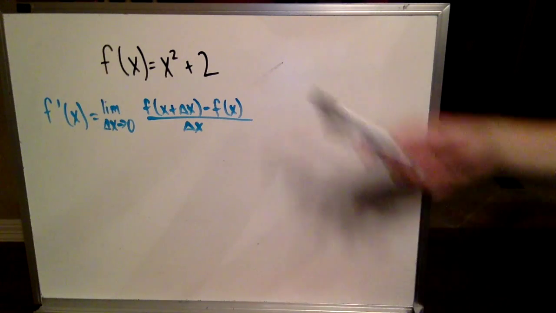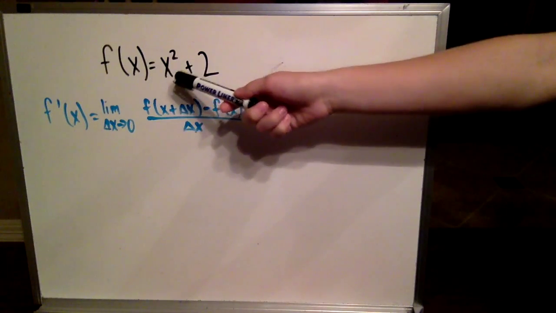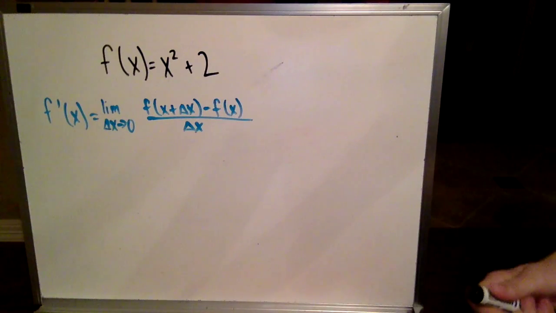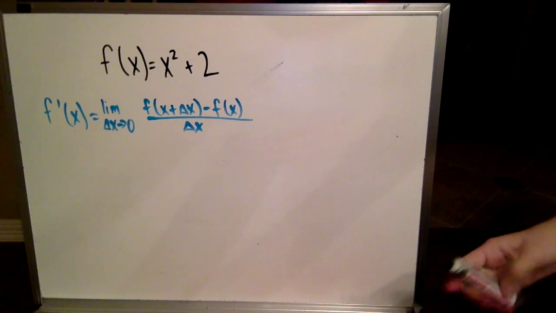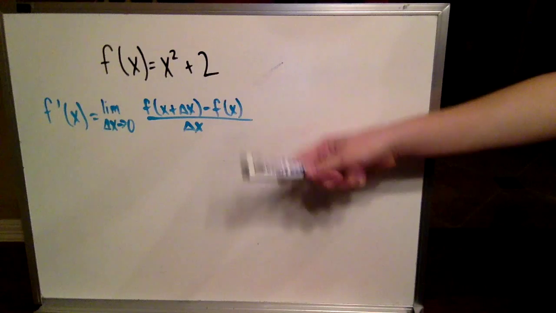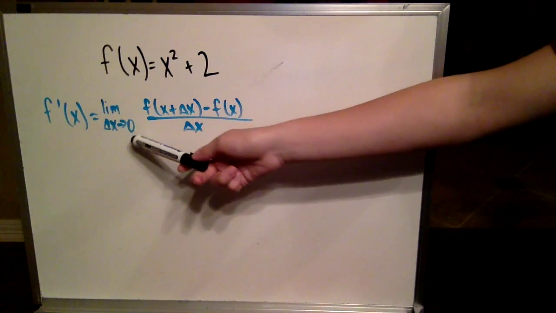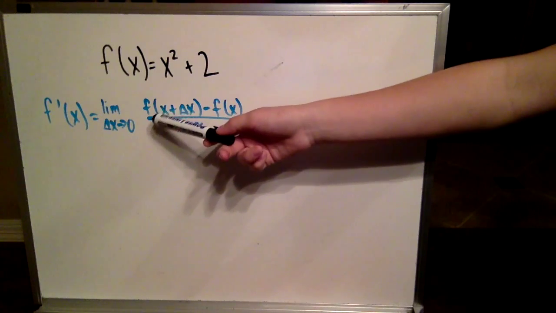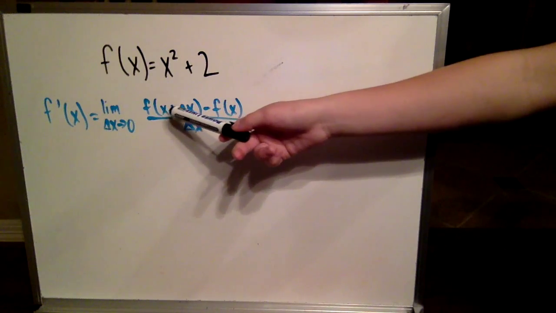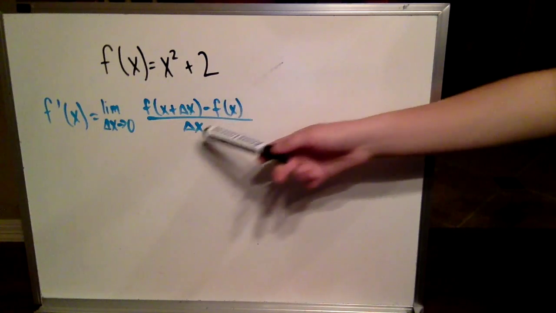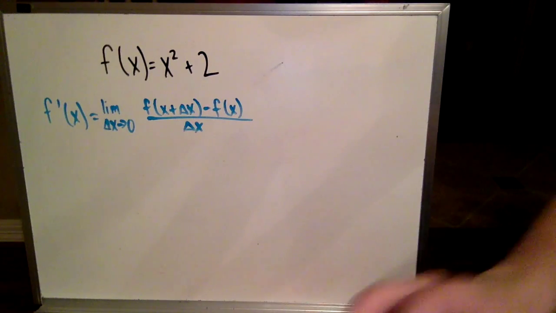So here we have our first equation, f of x equals x squared plus 2. What we're going to do first, for every problem, is write our definition of derivative, which is, of course, f prime of x equals the limit as delta x approaches 0 of f of x plus delta x minus f of x, all over delta x.